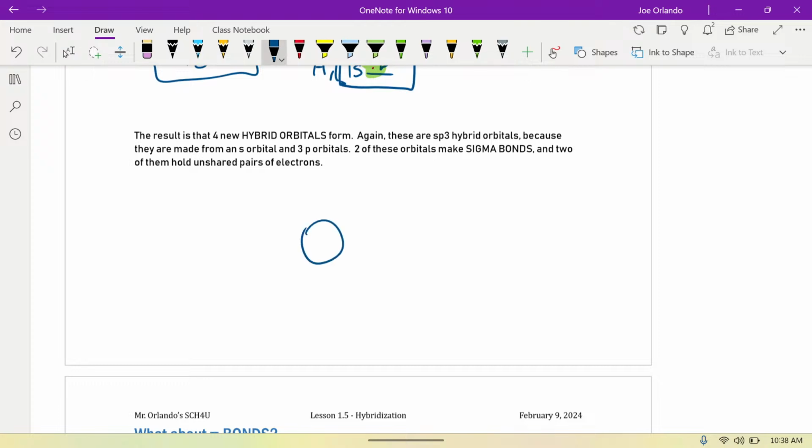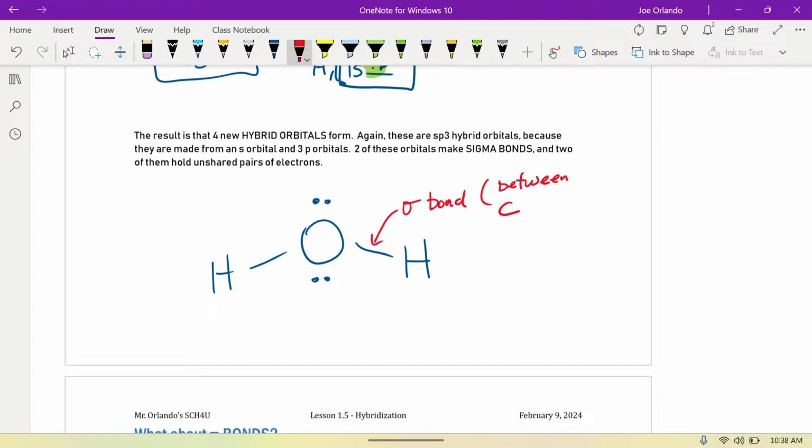Okay, so just to draw it again, and label things, we would say that this is a sigma bond, specifically between carbon's sp3 and H's s orbitals, right?